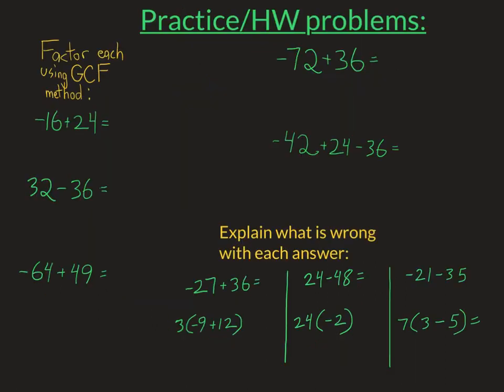All right, here's your homework. Got a set of problems to factor using GCF. Probably should number those. 1, 2, 3, 4, 5. And then you've got a set of explaining what's wrong with each of these. A, B, C. So somebody solved them. Did they do them correct or not? What is the issue that you see wrong with them?